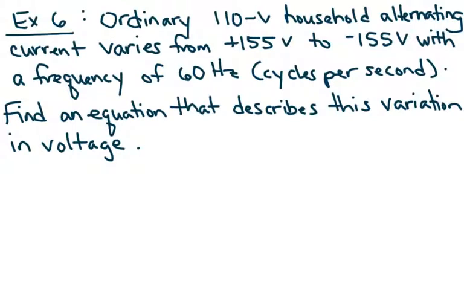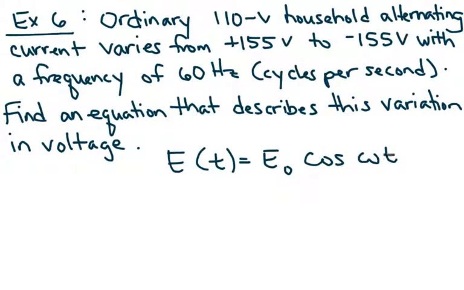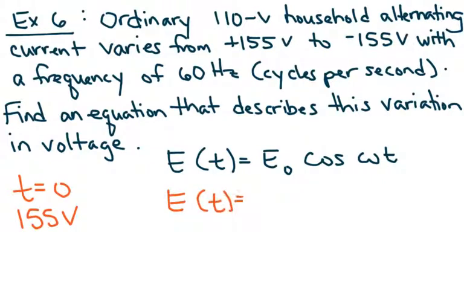So the problem we start off with when we're writing this equation is, do we start with positive or negative amplitude? Well, for this particular case, because we really don't know, we're just going to assume that at time t equals 0, we're going to start at positive 155 volts. So E of t is going to equal 155 cosine of something t.